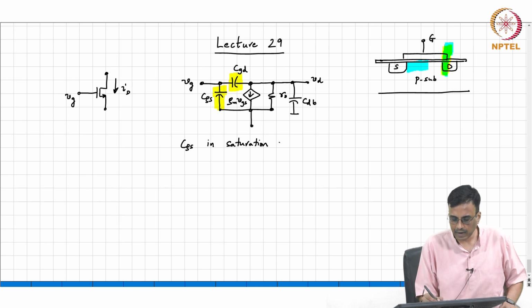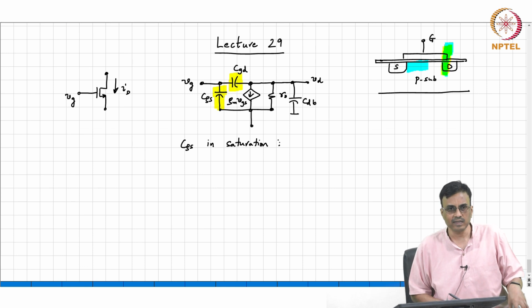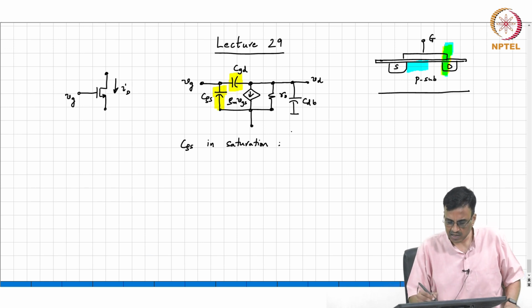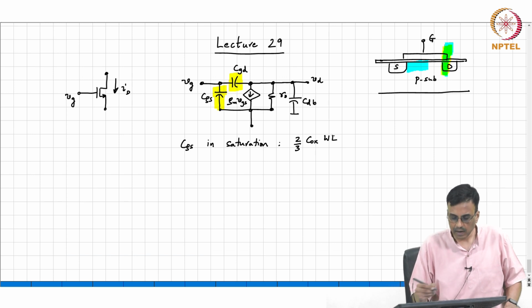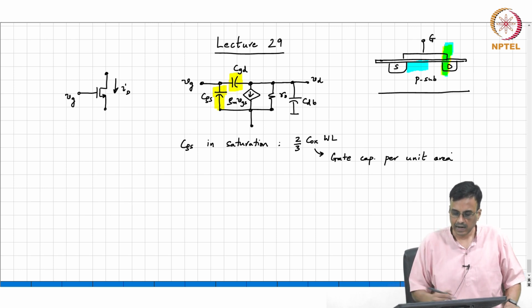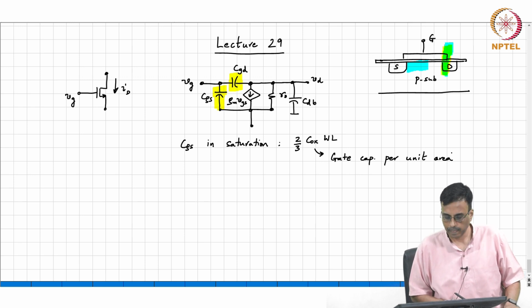So what comment can you make? Like all incremental parameters, they depend on what? They depend on the operating point, right? And so all these capacitances in principle must depend on the operating point. It turns out that in saturation, CGS happens to be 2/3 Cox times W times L. Cox is the gate capacitance per unit area, and W and L are of course the width and the length of the device.